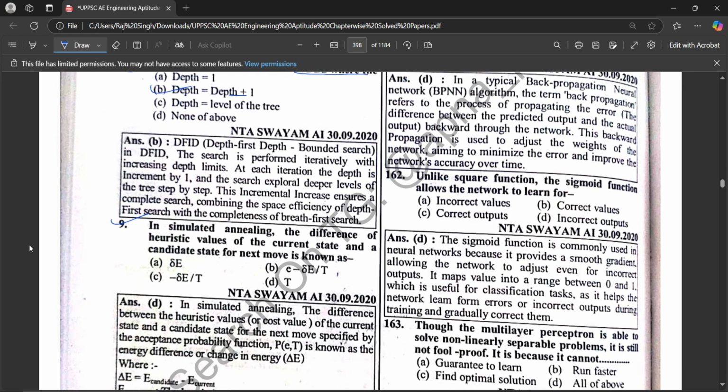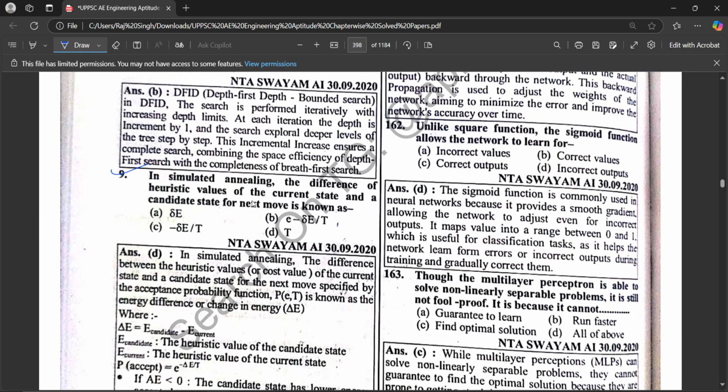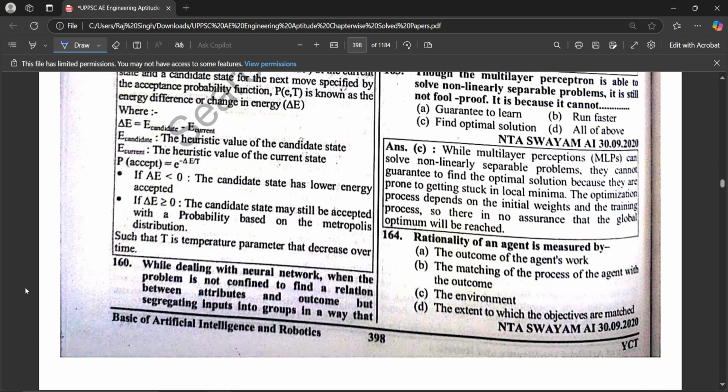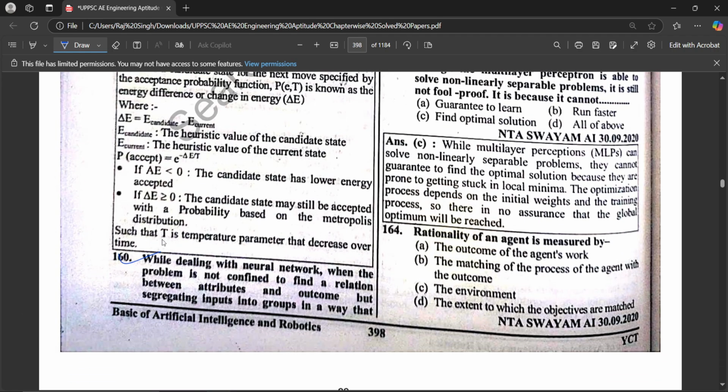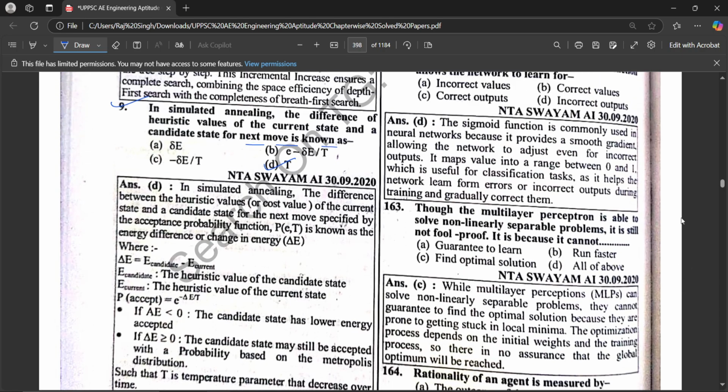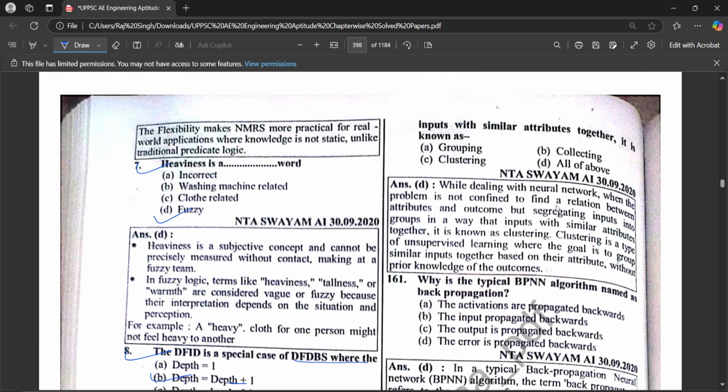In simulated annealing, the difference of heuristic values of the current state and a candidate state for the next move is known as T. While dealing with a neural network, when the problem is not confined to finding a relation between attributes and an outcome, but to segregate inputs into groups in ways that inputs with similar attributes are together, it is known as all of the above.